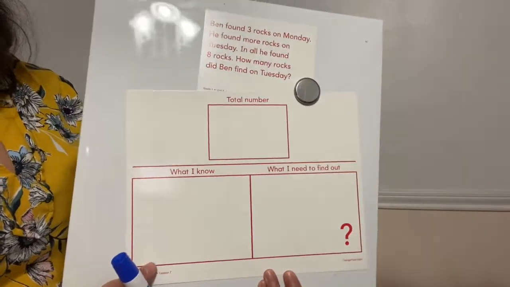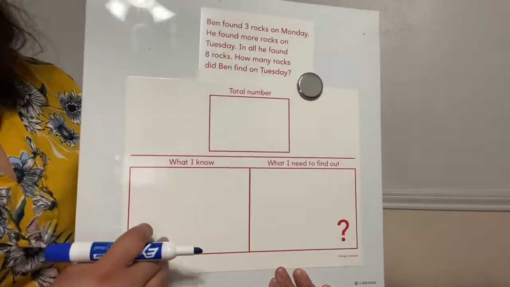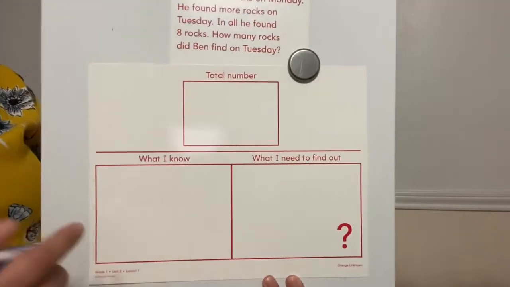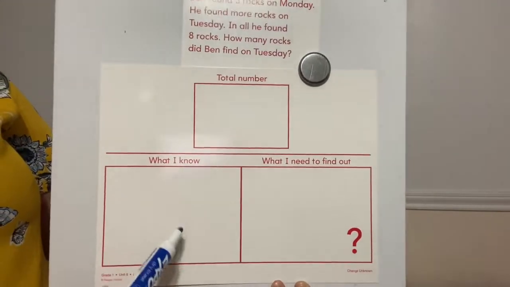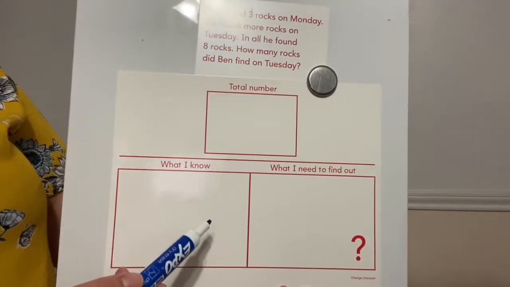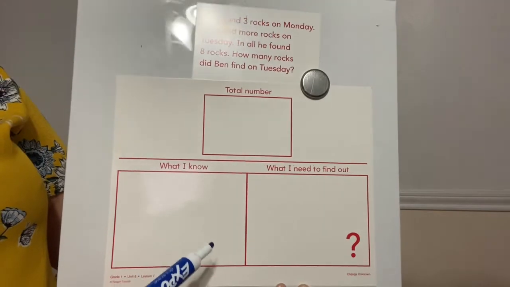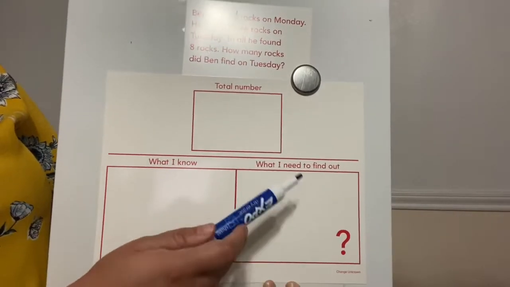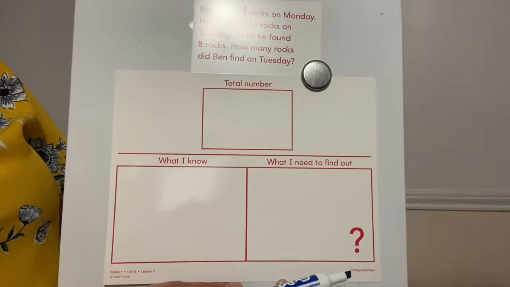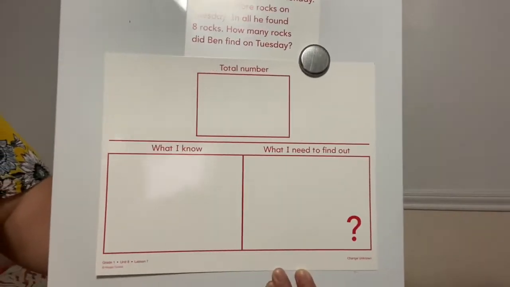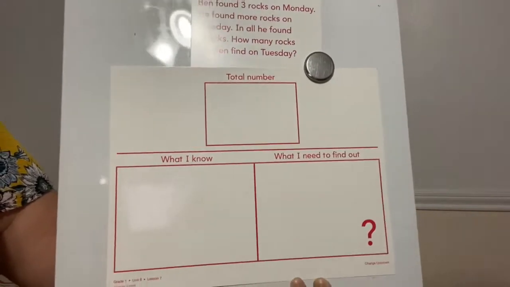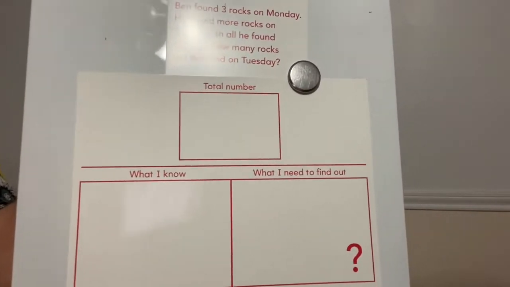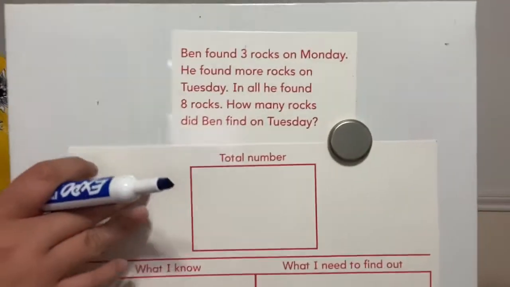So let's get started. As we can see here, our Change Unknown mat has a box right here to write the total number. It has a box right here to write what I know, so what the math word problem is telling us. And then here, it has what I need to find out, and it has a question mark. That means there's a part of the math story or word problem that we don't know yet and we need to figure out. So let's get started by looking at the problem.